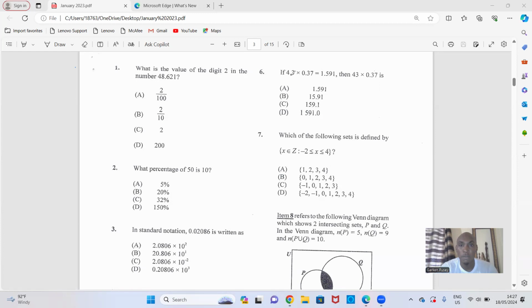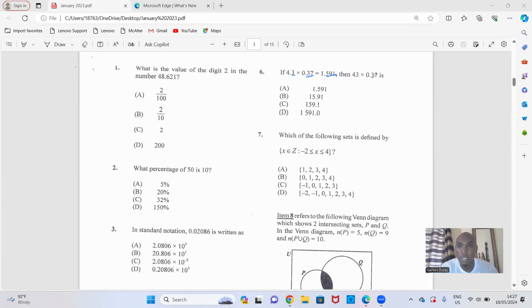So it says if 4.3 times 0.37 is equal to 1.591. So let us note what we have right here. You are multiplying a number with 1 decimal by a number with 2 decimals. So in all, we have 3 decimals. So notice that our answer has 3 decimals, right? So in all, you'll have a number with 3 decimals.